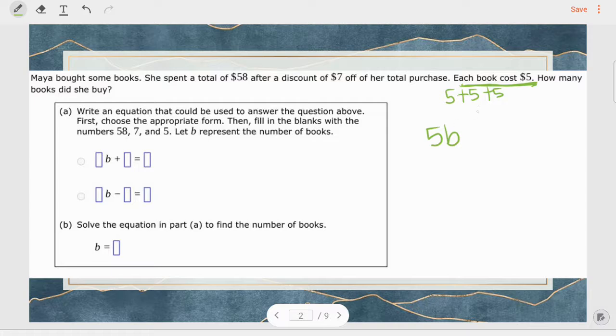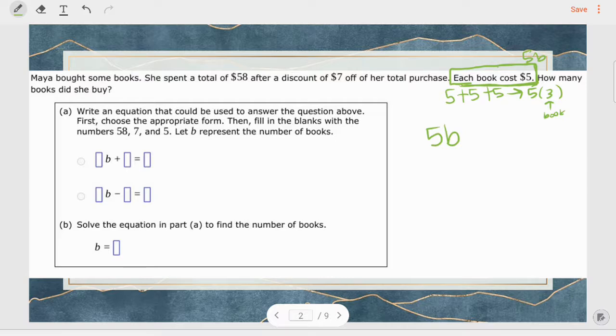Remember, repeated addition is multiplication. This right here would be 5 times 3, and that represents the number of books she bought. So 5b represents how much she's going to spend on the books. Now here's a little key feature. If you see the word each followed by a number, like $5 for each book, that's a key that I'm going to have a variable there. So 5b, I already knew that was going to be the case.